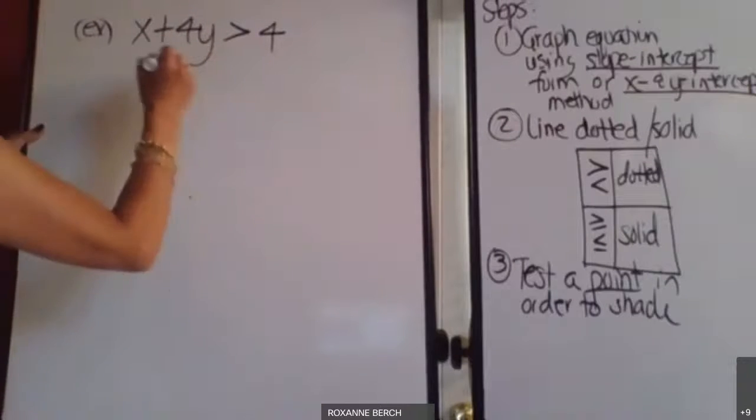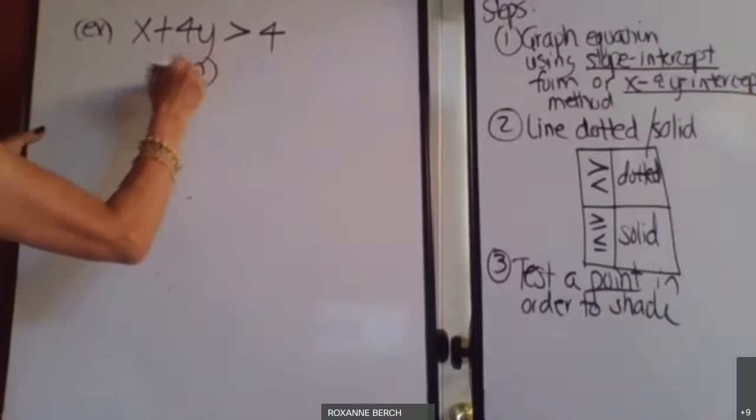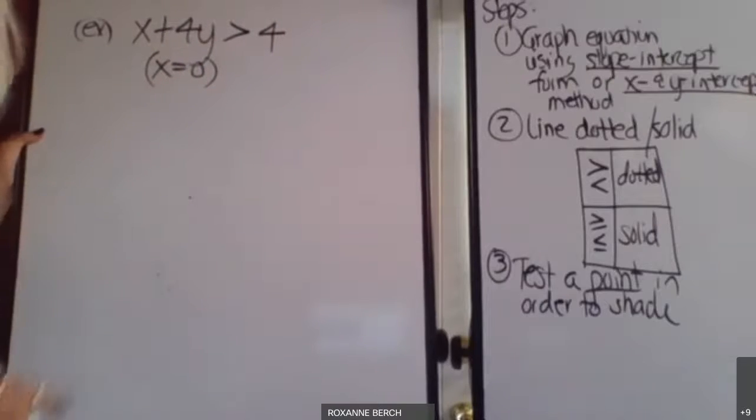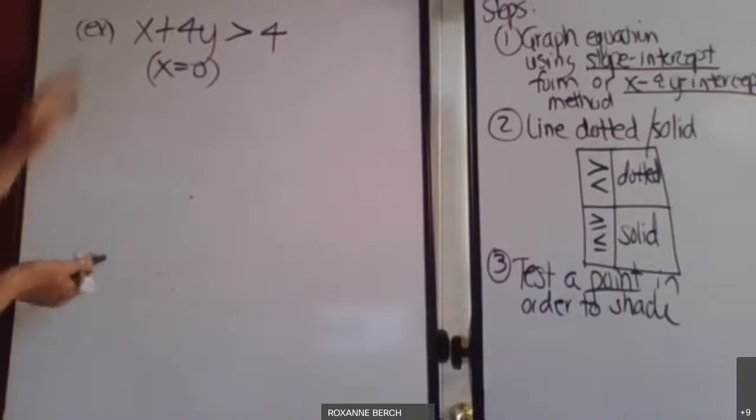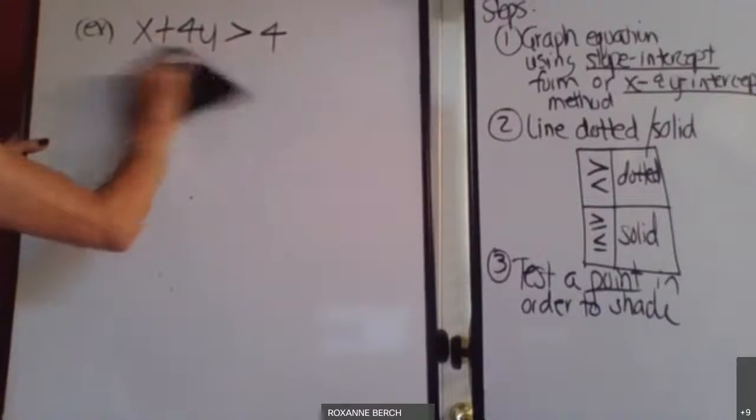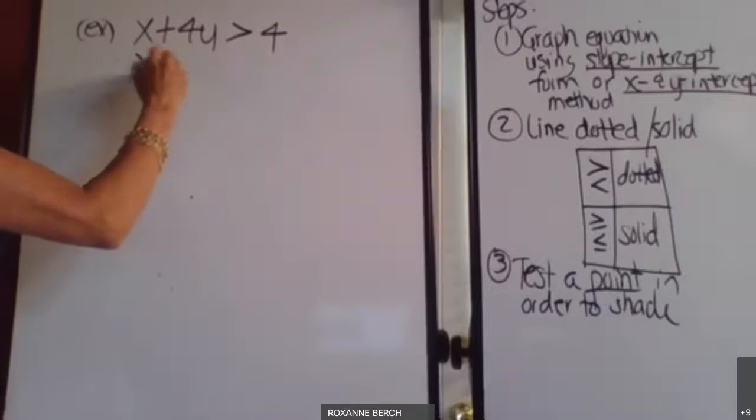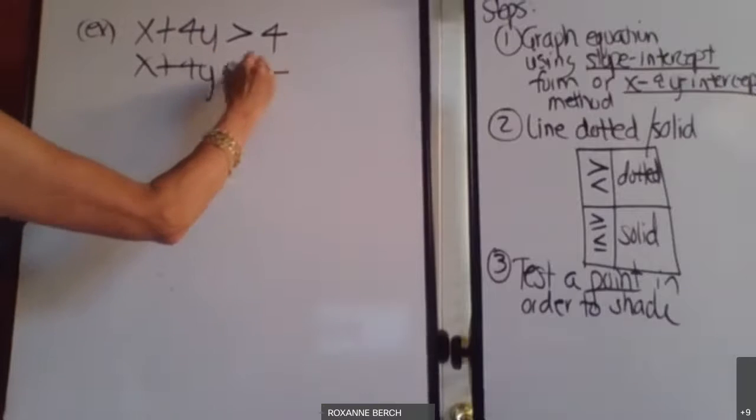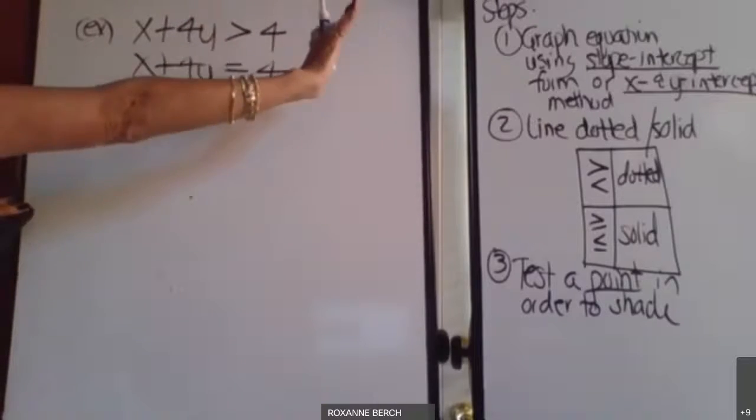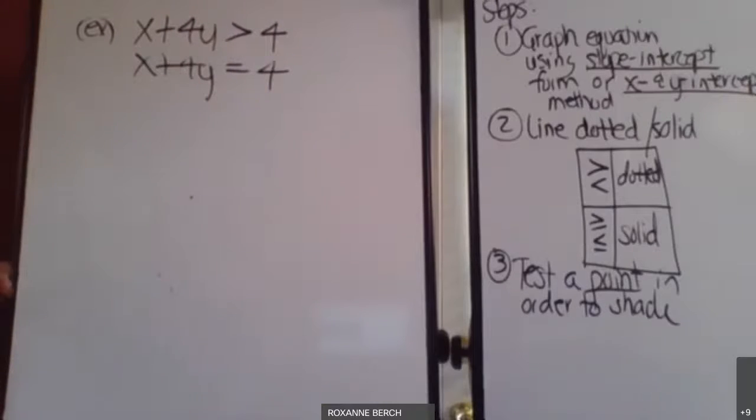So we're going to use the X and Y-intercept method. So we're going to set x equal to 0. You always set it equal to 0. And by the way, we're not looking at the inequality right now. We're just looking at the equation. So we're not looking at the inequality till we go over there. You're just looking at the equation.